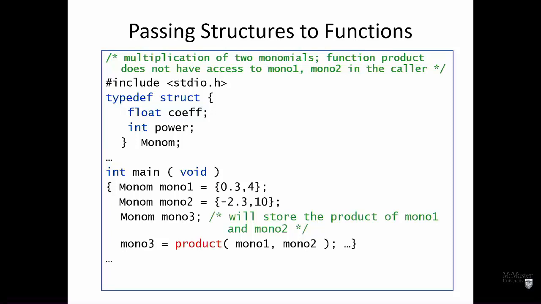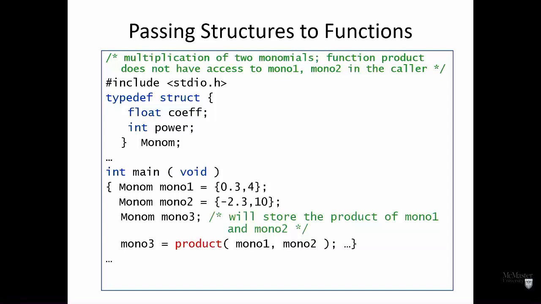Great. So here we defined our structure, which we have seen before. Here we initialize multiple variables of this structure, mono 1, 2, 3. We initialize mono 1 with 0.34, which means the coefficient of mono 1 would be 0.3, and the power of mono 1 would be 4. Then I want to define or prototype a function that takes these two monomials, these two structures, as input and multiplies them together. So if you have 3x to the power 2 and 0.5x to the power 5, you want to multiply these together. Now you're doing a math operation on a monomial, right?